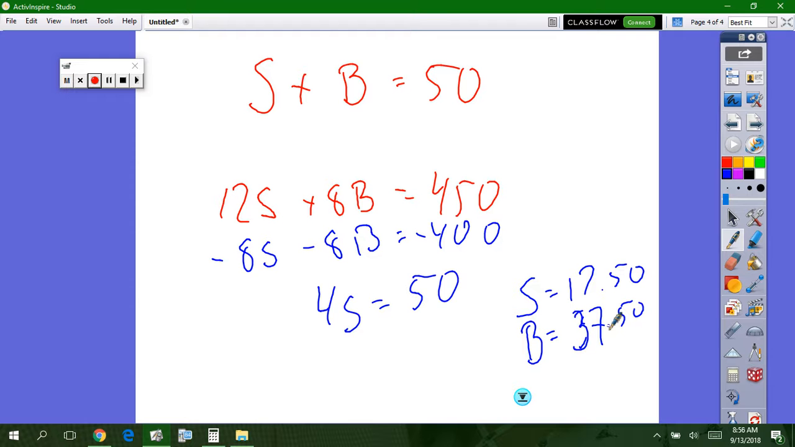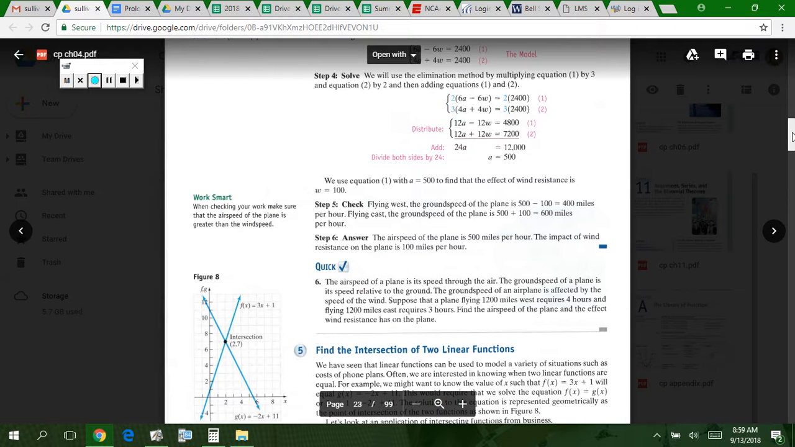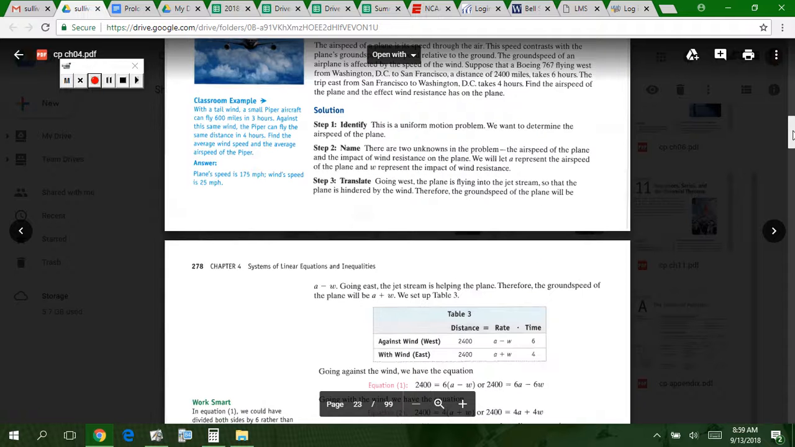Okay. All right, here we go. We're going to go to another example. Have you guys ever seen those jet ones? Talk about an airplane. Airplane. The airspeed of a plane is speed in the air. The speed contrasts with the plane's ground speed, because once again, when you're in the air, you have your speed plus what else? Usually some kind of wind speed. We'll read it, though. Here we go.